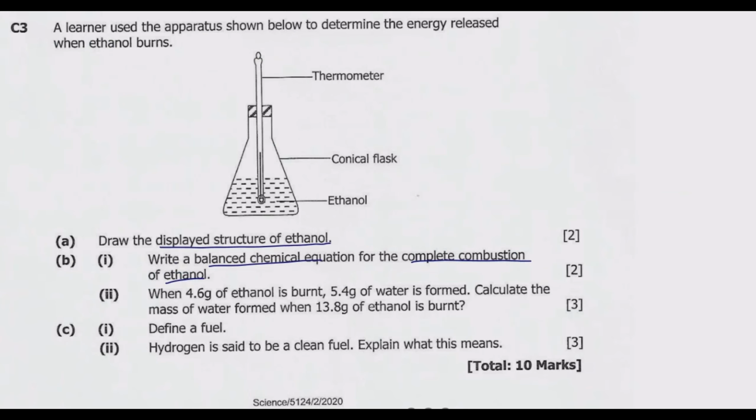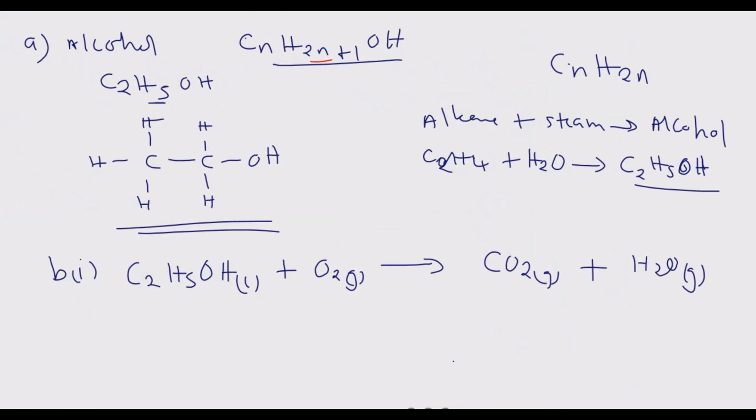But the question is asking us to write a balanced chemical equation, so what we need to do now is balance this equation. We start by looking at carbon. We have two carbons here and one here. We can start by introducing a 2 here, so we have 2 and 2, and carbon is balanced. Next, hydrogen: we've got 5 plus 1, which is 6, and this side we've got only 2. If you introduce a 3 here, we have 6, and this side is 6, so it has balanced.